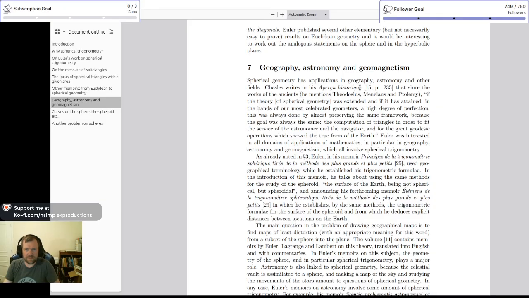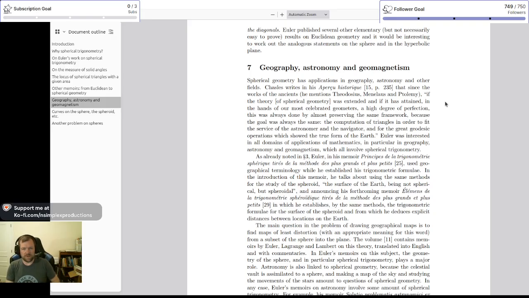Aperçu historique says that since the works of the ancients, he mentions Theodosius, Menelaus, and Ptolemy, if the theory of spherical geometry was extended and if it has attained in the hands of our most celebrated geometers a high degree of perfection, this was always done by almost preserving the same framework, because the goal was always the same: the computation of triangles in order to serve the astronomer and the navigator, and for the great geodesic operations which showed the true form of Earth.